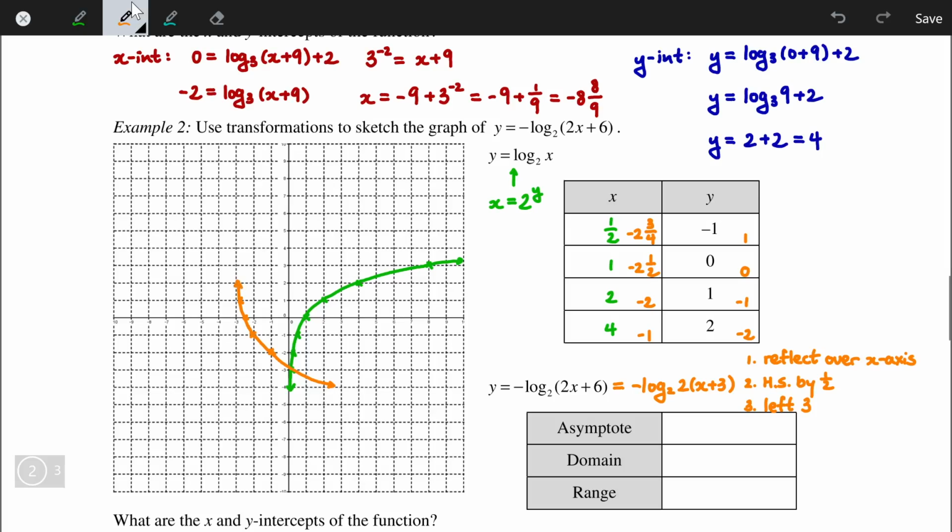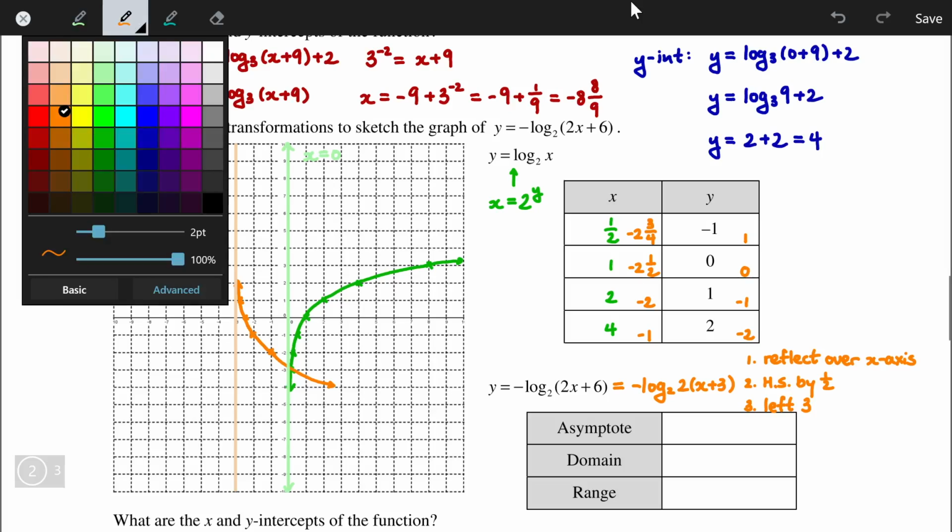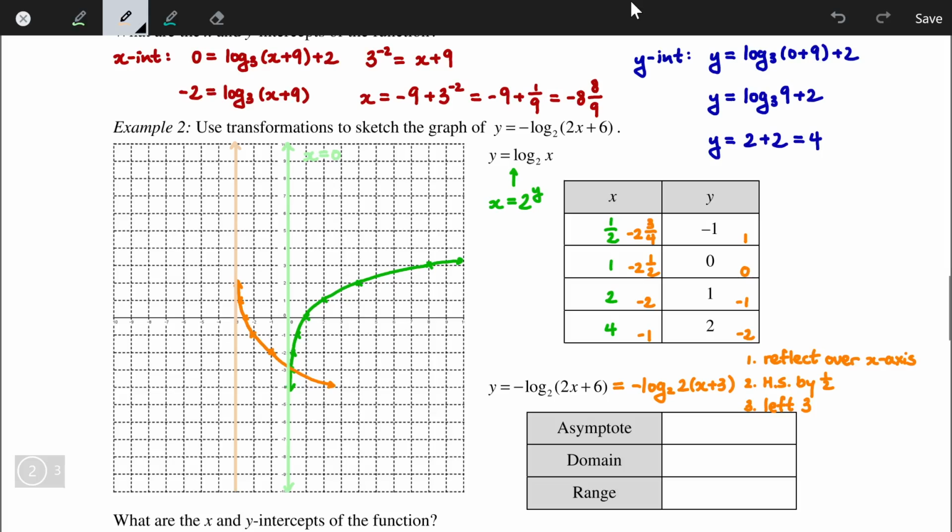Okay, so again, just as before, we have our asymptotes for the original function. We have our asymptote at x equals 0. And for the transformed function, we will have the asymptote at negative 3. This is x equals 0. And next to that, we have x equals negative 3.